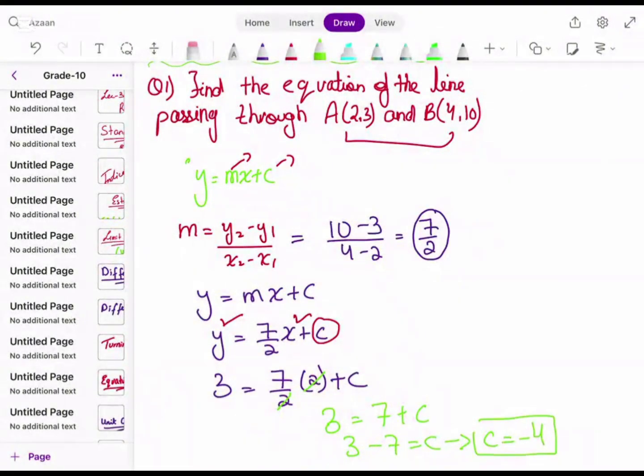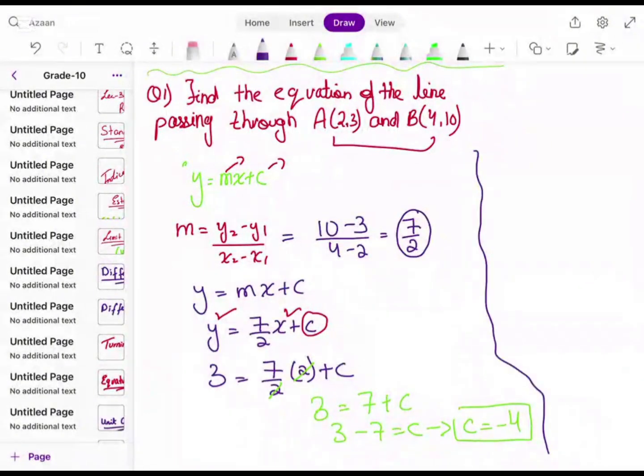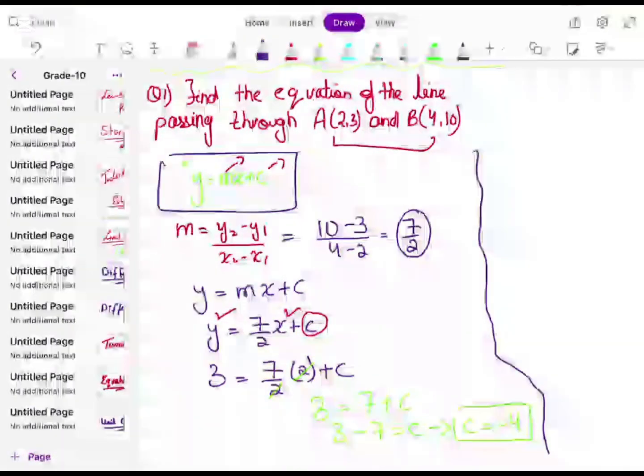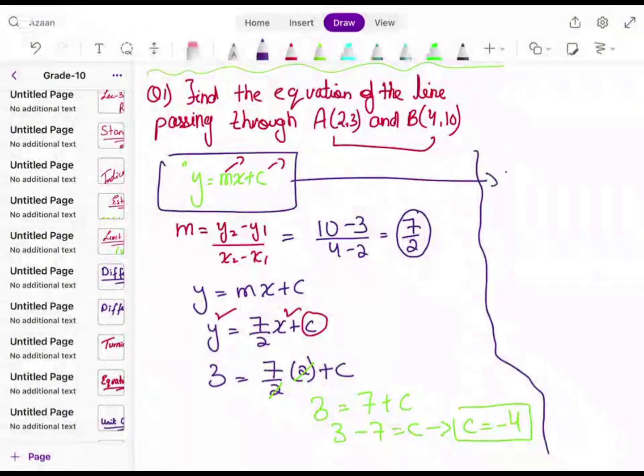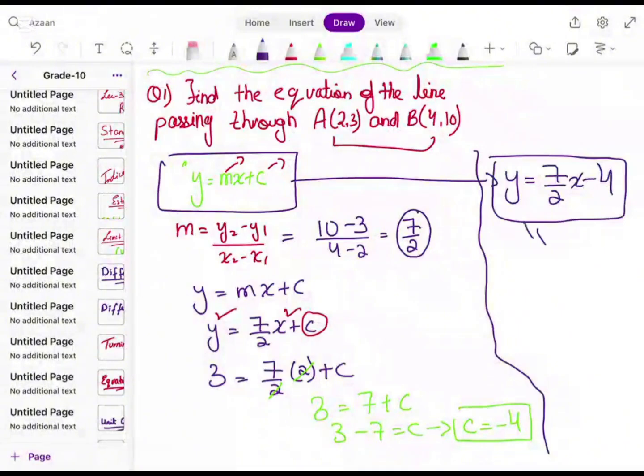Any confusion? No, I understand. So we got the value of c and m. Now we have to put the values of c and m in y is equal to mx plus c. m is 7/2, so I will put 7/2 x, and c is -4, so -4. This will be the final answer and the equation of the straight line. Everything is clear? Yes. That's great.